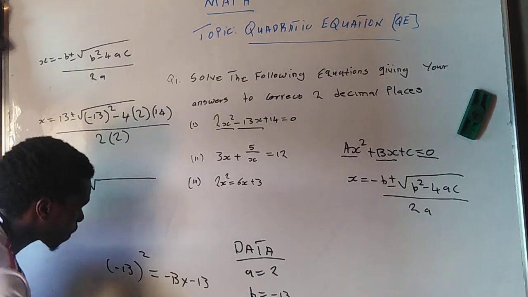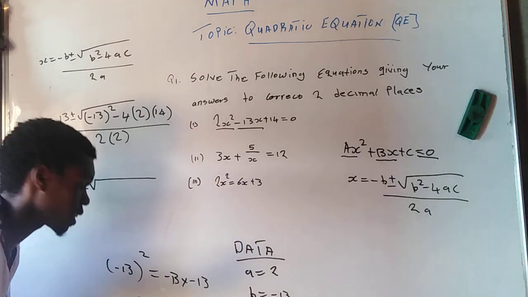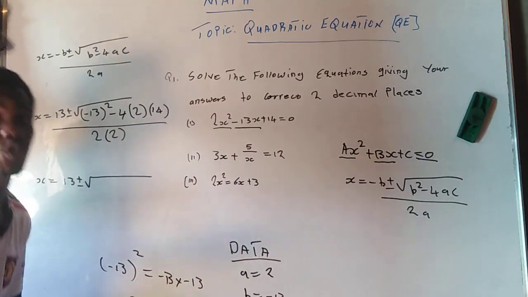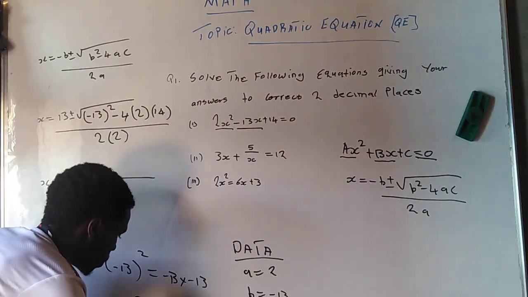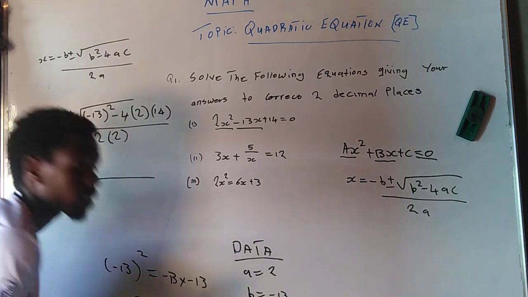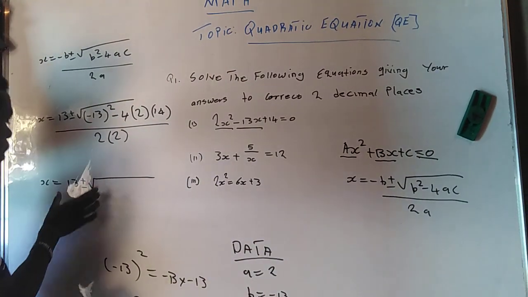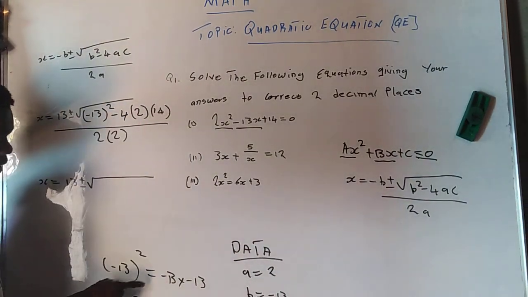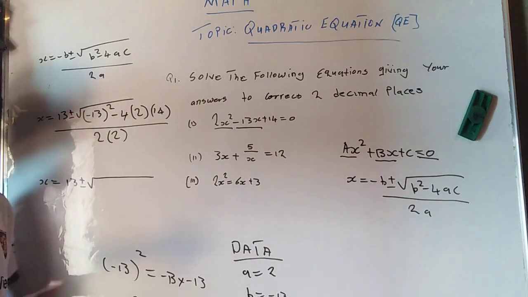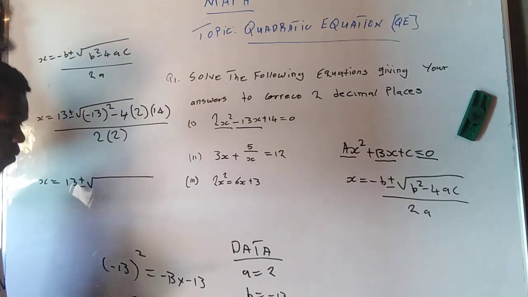But if we have something like negative 13 squared without the bracket, it simply means that the negative will only come once, but the 13 is going to come twice. So it's going to be negative 13 times 13 like this. According to the laws of indices, this is the meaning here, and this is the meaning of the other.